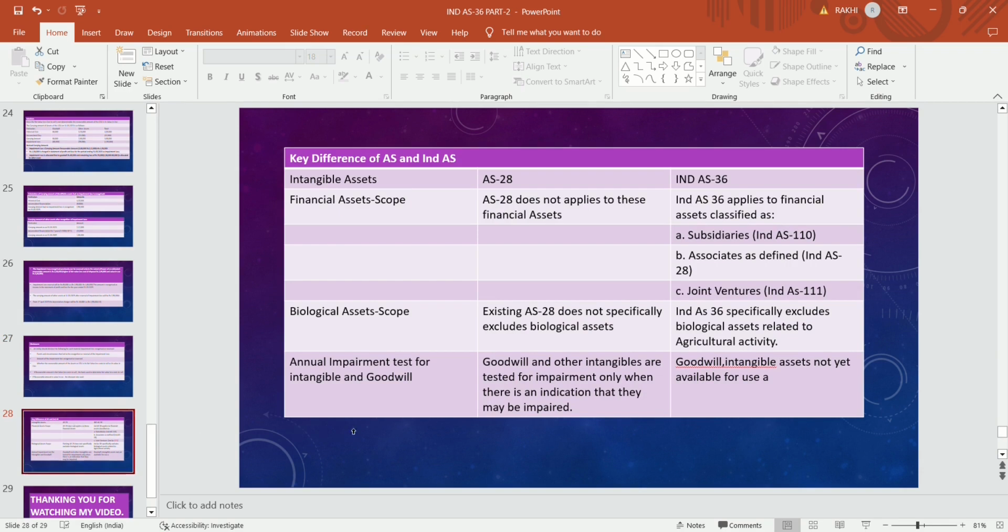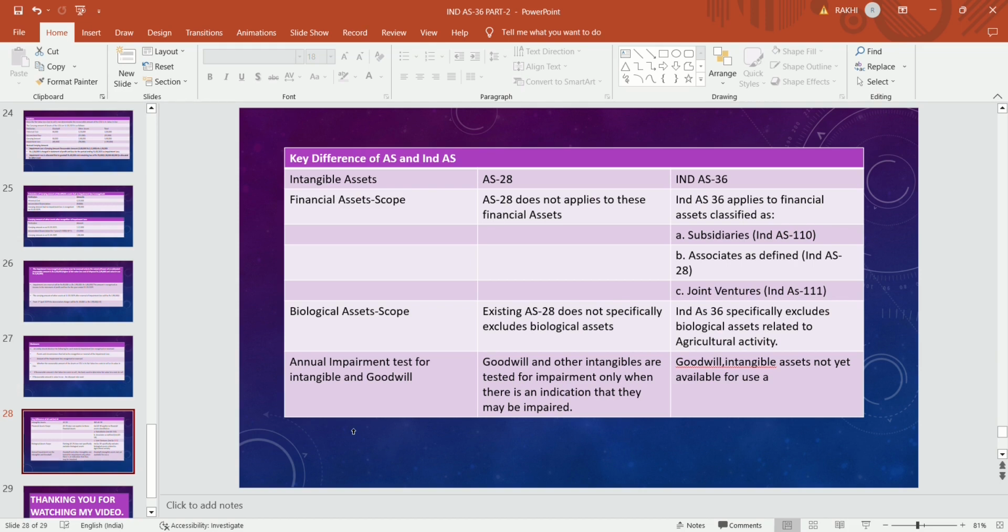There are some important differences between Ind AS 36 and Accounting Standard 28. What are the key differences between Ind AS and the old standard as per generally accepted accounting principles? First, financial asset scope. AS 28 does not apply to these financial assets. Ind AS 36 applies to financial assets classified as subsidiaries, associates, joint ventures.